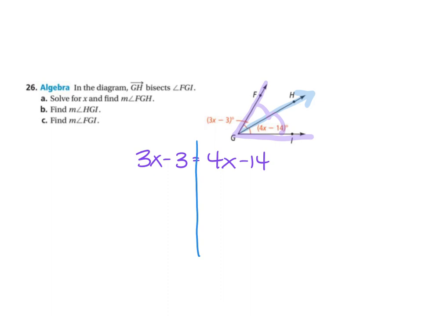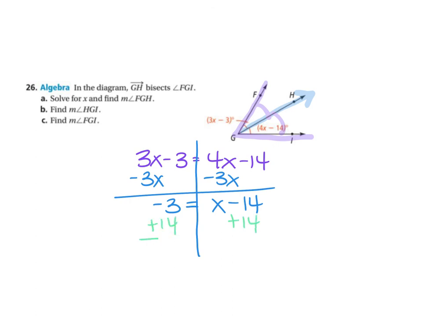Draw my line down. I have opposite sides now, so to put things together, I actually need to subtract. So I get -3 equals x minus 14. Don't worry about that negative because I'm going to add 14 over here. -3 plus 14 is 11. So x is 11. So that's part one, solve for x.